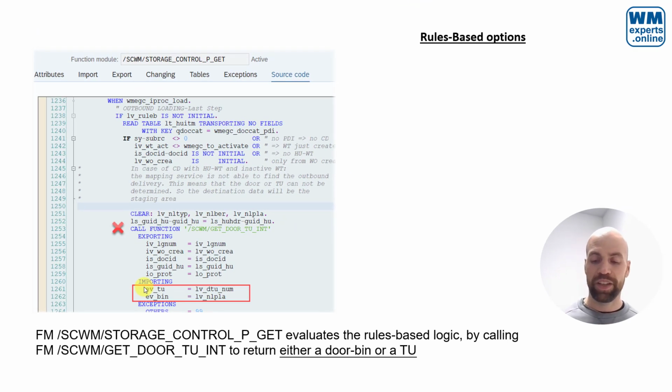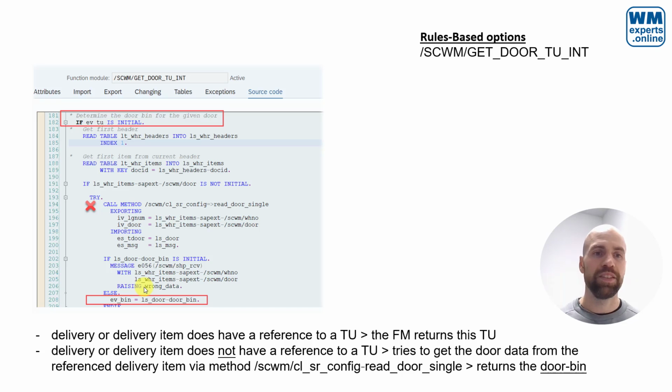And we are having a quick look now into the details of this logic, which is also not too complex. The first thing that this function module does is to check whether the delivery item, so it starts with the HU, and based on the HU it selects the HU items, and the HU items have a reference to a delivery item. Based on this delivery item, EWM checks whether there is a reference to a TU, so to a transportation unit. If this is the case, the function module returns the number of this TU.